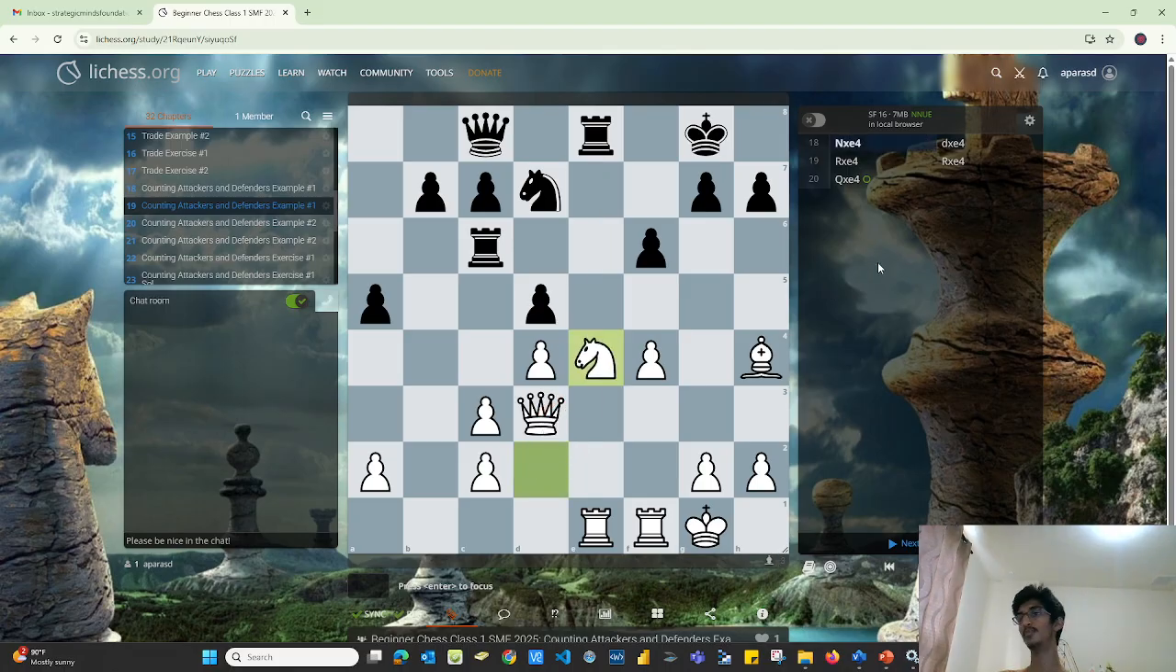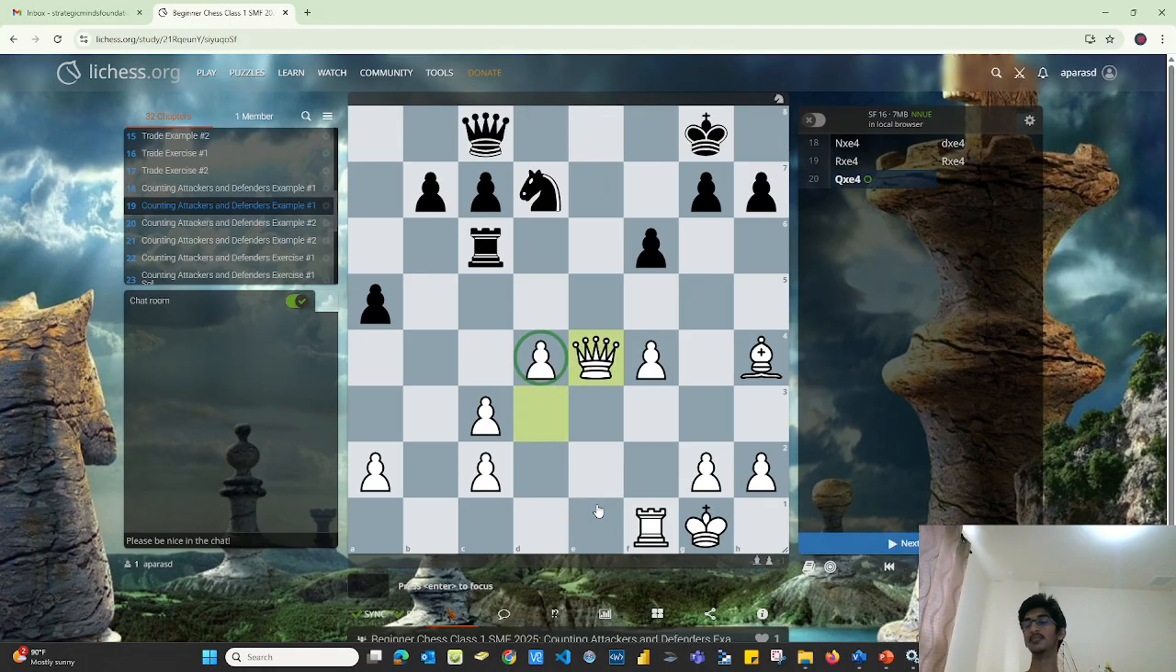So we start off by capturing with the knight. And then after that, black is also going to capture with the lowest valued piece, so he's going to capture with the pawn. And then we're again going to capture with the lowest valued piece, which in this case, from the queen and the rook, is the rook. So we capture with the rook, and then black captures the rook, and then we capture his rook.